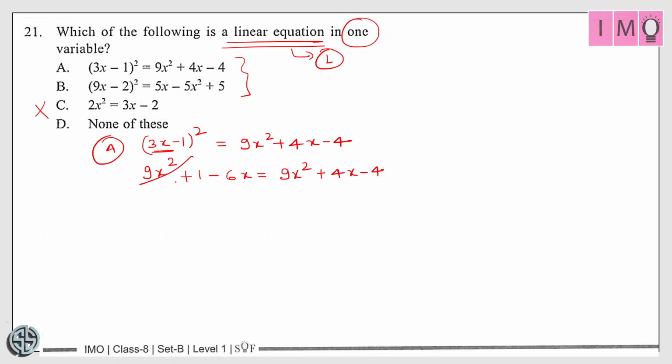When you solve, 9x square will be cancelled out with 9x square, and you will get only 1, and 6x when it goes that side, it will become plus 6x, and plus 4x it will become 10x and minus 4. So you can see this is a linear equation in one variable, because there is only one variable here and the power of the variable is 1, so option A will be the correct answer. Now when you see option B, when you expand 9x minus 2 whole square, it will become 81x square, and it will not cancel out with 5x square. So here the highest power of the variable is 2, so definitely option B is not the correct answer.